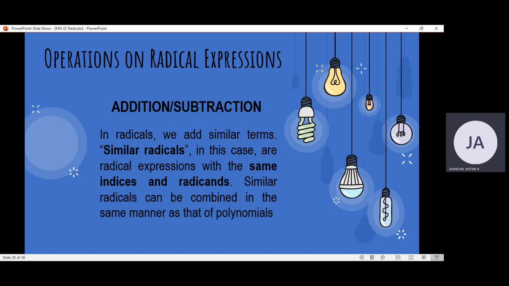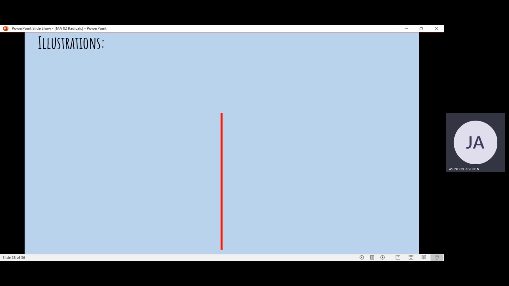Okay, so here in this case, it's based on the index. We add or subtract the same index, or same indices, and radicands. Okay, so let's start. Let's have an example.